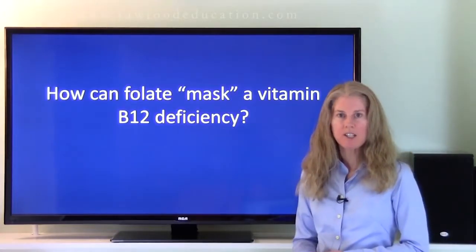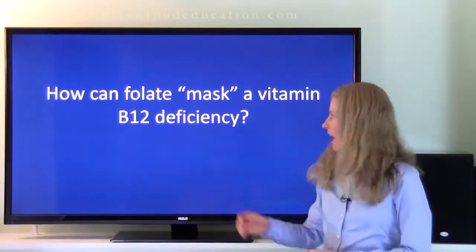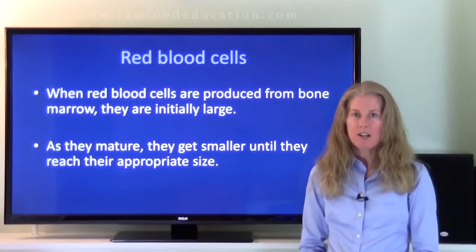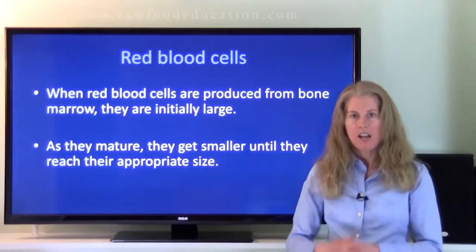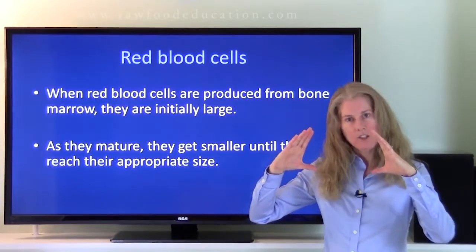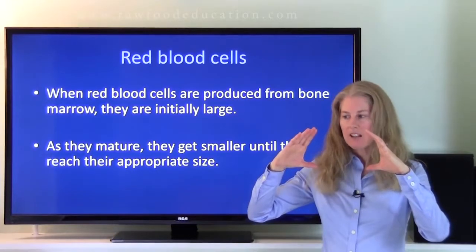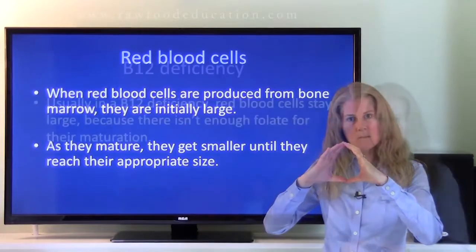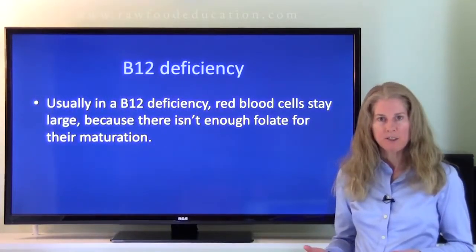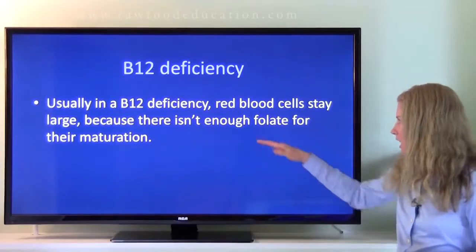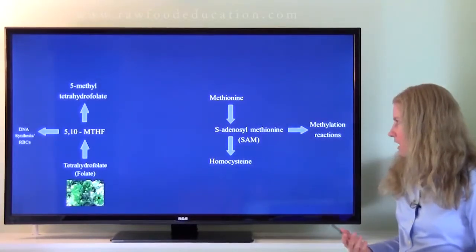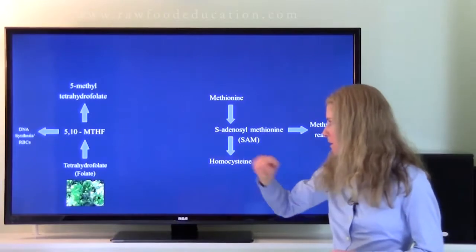Here's a question that I'm asked in relation to this topic. How can folate mask a vitamin B12 deficiency? In order to answer this question, I have to give you a little bit of background information. So let's get started with red blood cells. Now, when red blood cells are produced from bone marrow, they start off as being pretty large. And as they mature, they get smaller until they reach their appropriate size. Now, usually in a vitamin B12 deficiency, the red blood cells stay large because there isn't enough folate for their maturation.